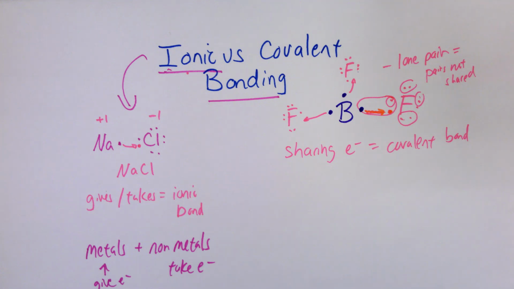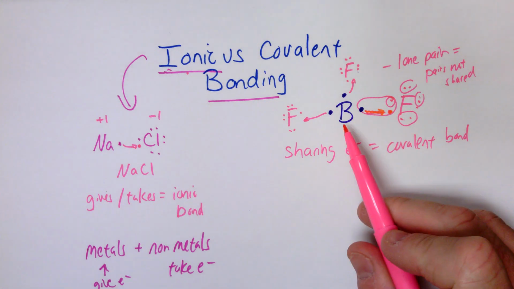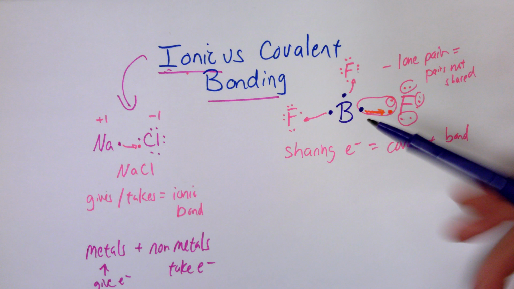So how is a covalent bond different than an ionic bond? In an ionic bond, electrons are given and taken. In a covalent bond, electrons are shared between two atoms. That's the difference. Covalent bonds are sharing, ionic bonds are giving and taking. When we name these covalent compounds, we use a little bit different type of nomenclature because it's not the same rules as for ionic, as we're not giving and taking.